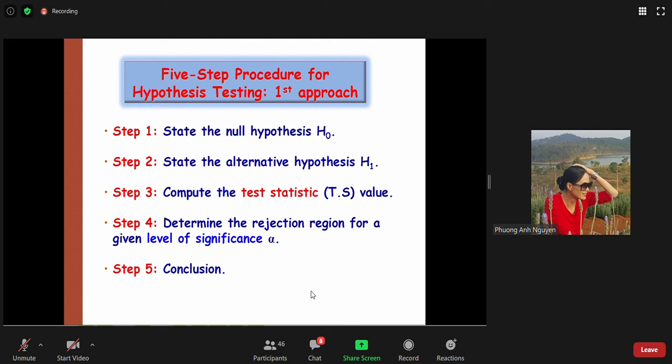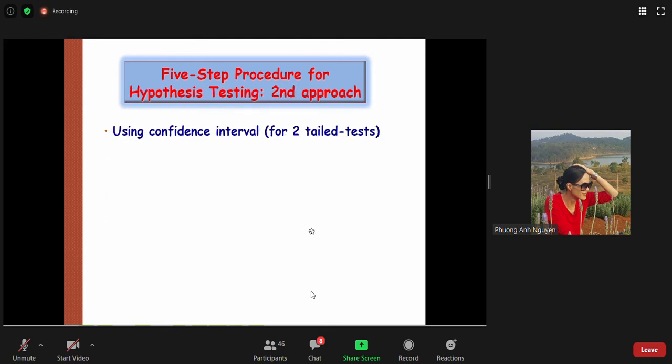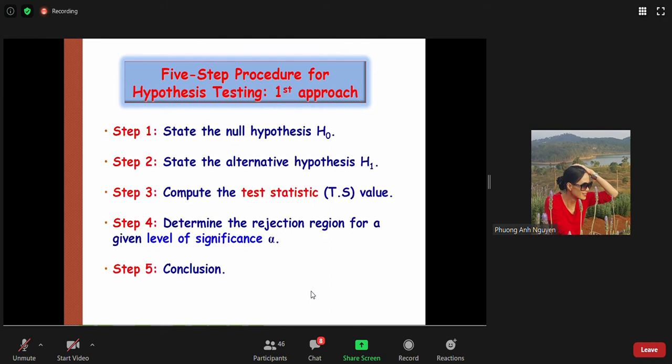Okay, so we continue. Using a confidence interval, we can test a hypothesis, but it only works with the two-tailed test. So how about the other cases? You have two more approaches, two more ways to test a hypothesis.